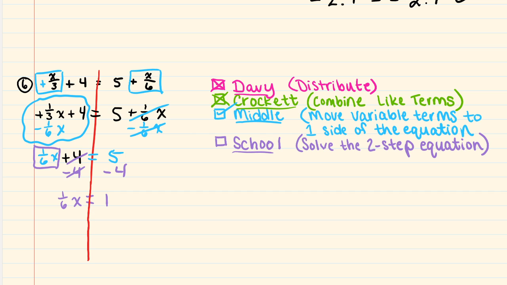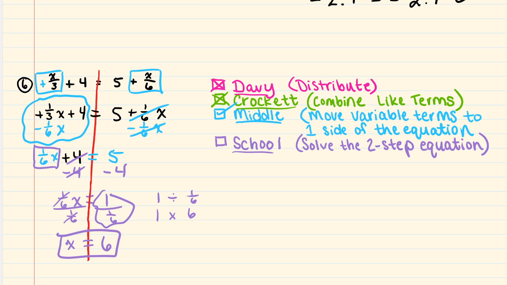To get rid of times 1/6, I'm going to divide by 1/6. So over here, the times 1/6 and the divide 1/6 cancel each other out. You're just left with x. And on the right hand side, 1 divided by 1/6 is the same as 1 times 6. That's keep, change, flip. Keep, change, flip. I got 6/1, which is just 6. So 1 times 6 is 6. So my answer or solution is 6.